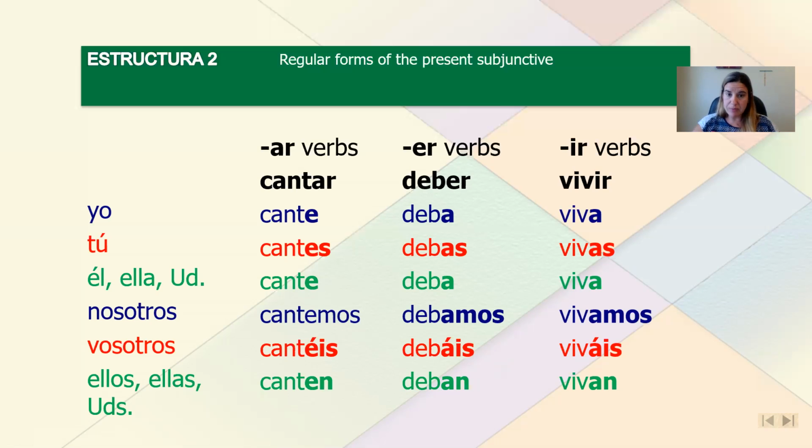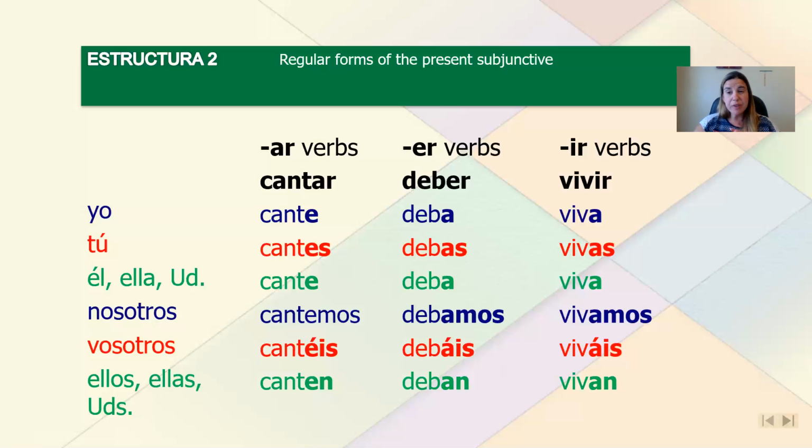For ER and IR verbs, same thing. You're going to drop the ER or the IR ending. So we're still dropping that ending. And then you're going to add the AR verb endings, except for the yo form. So we don't use the O at the end of the yo form in subjunctive. We give it that third person. So the endings are a, as, a, amos, áis, an. So the verb deber would be deba, debas, deba, debamos, debáis, deban. Vivir would be viva, vivas, viva, vivamos, viváis, vivan.